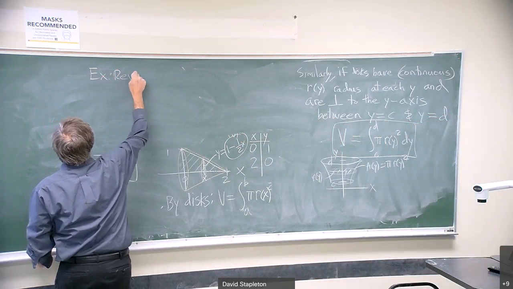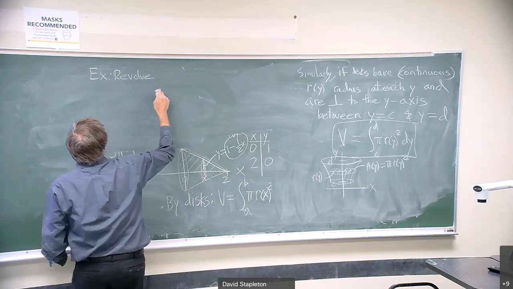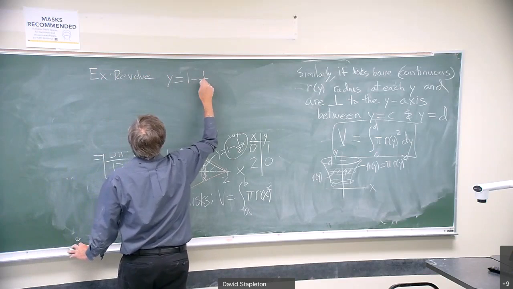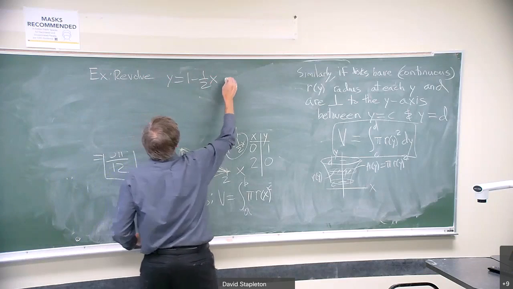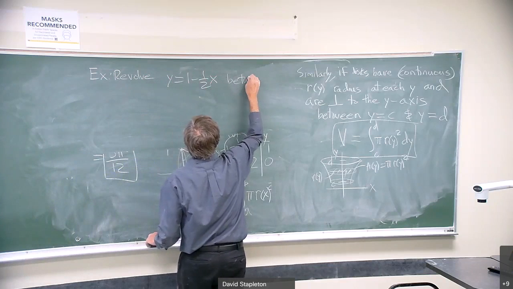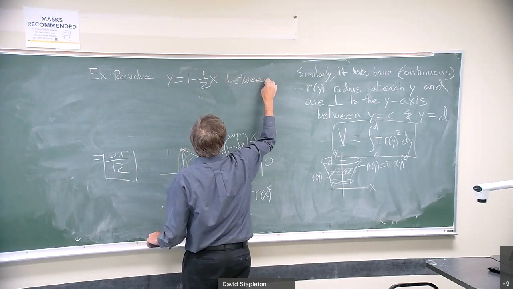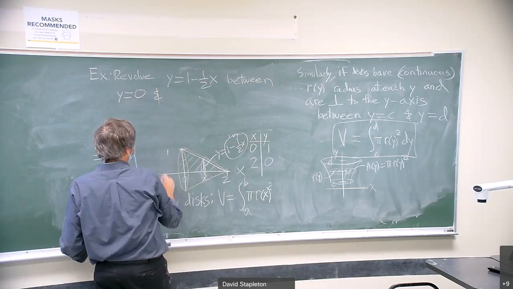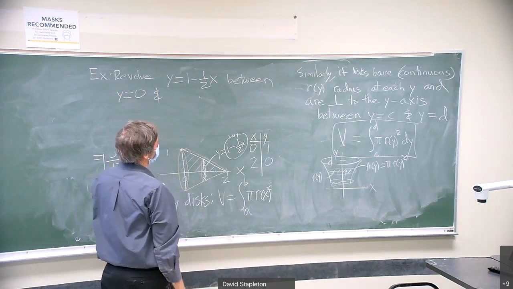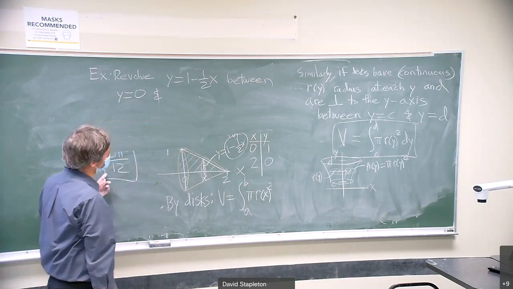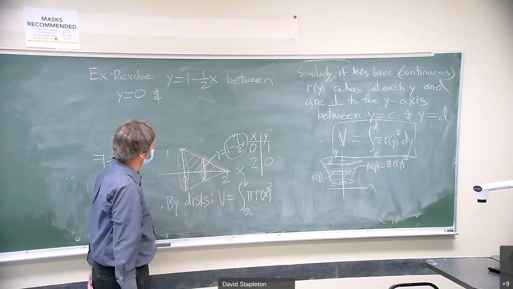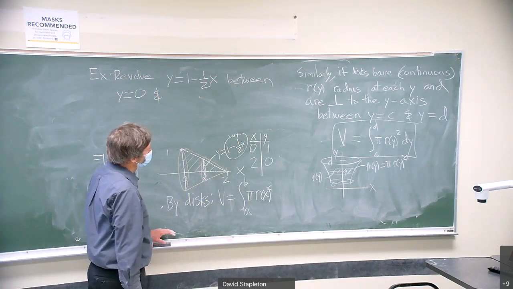Revolve the same line, y equals 1 minus a half x, between y equals 0 and, oh, I messed this up. This last one, I'm supposed to go from 0 to 2, and I put it from 0 to 1. My apologies. It's not the cone.